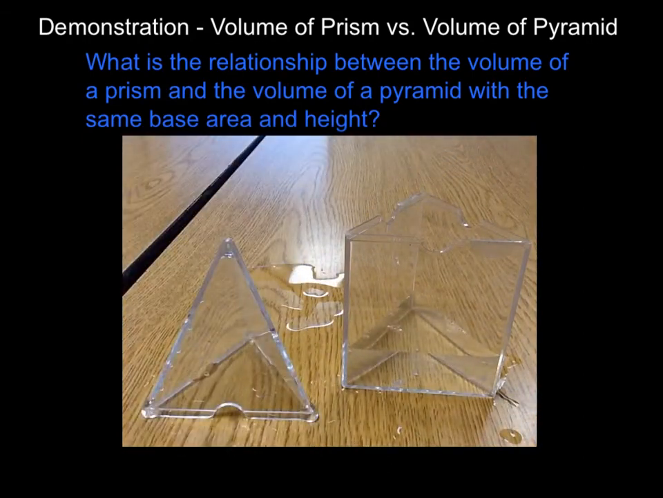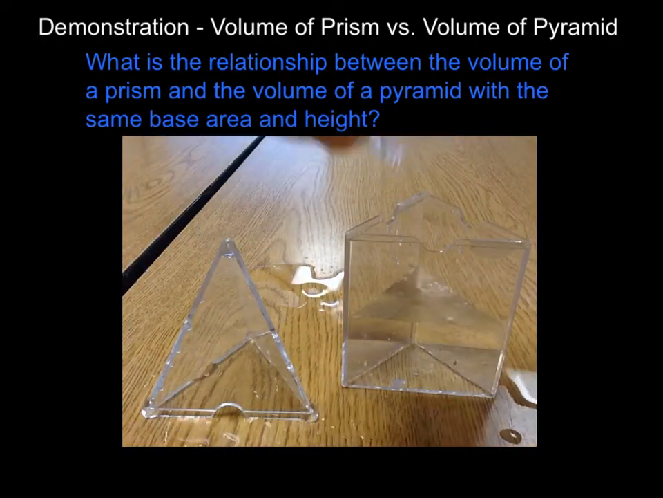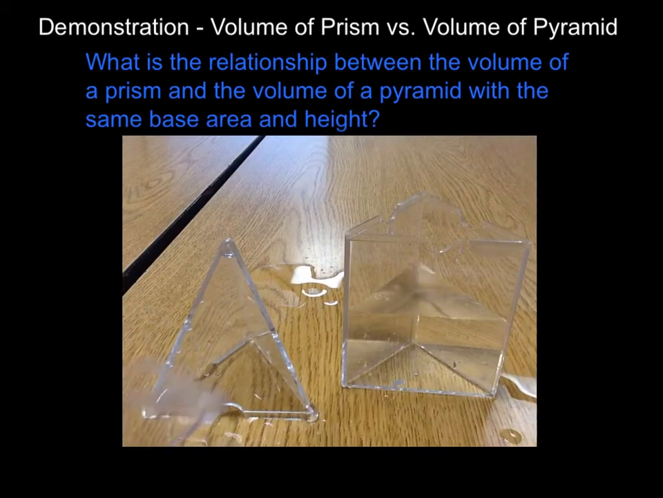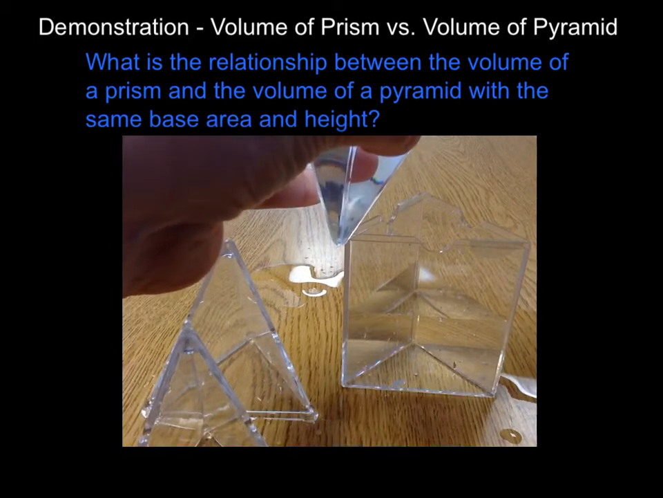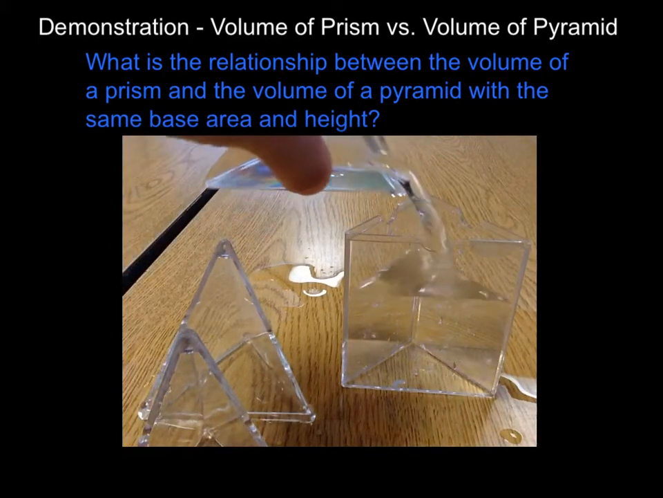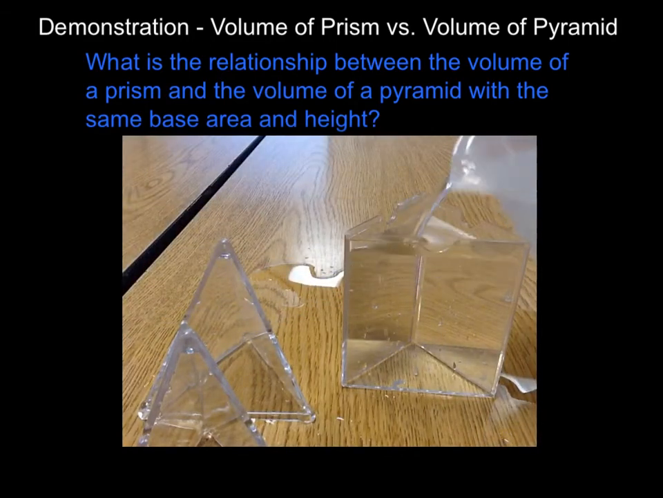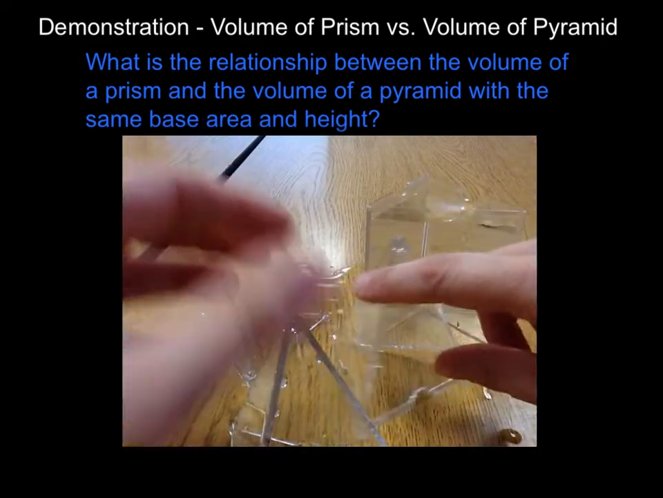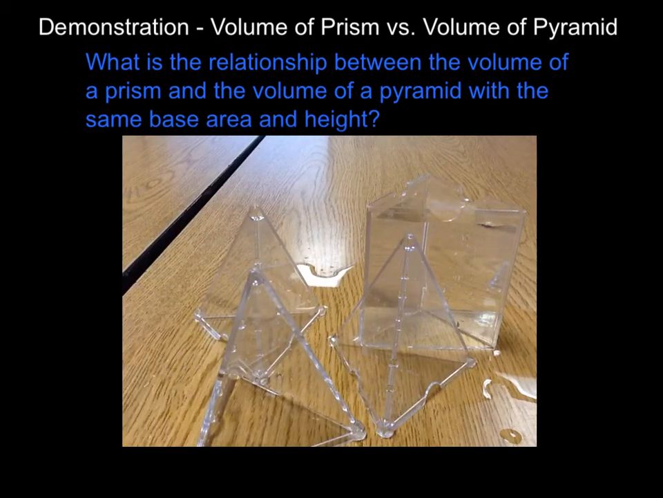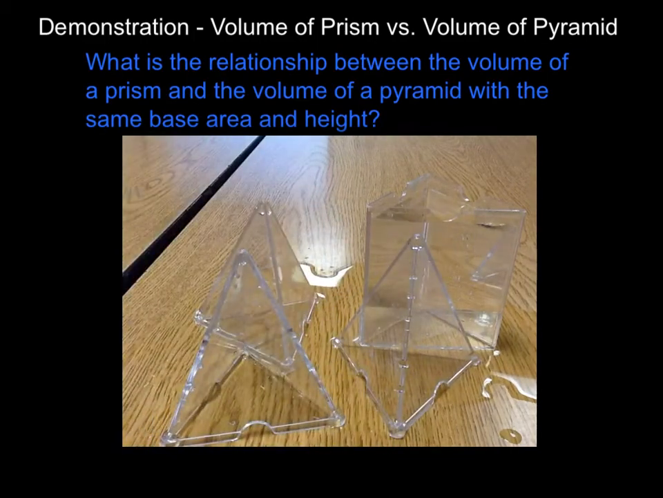There's one. There's 2. Oops. Let me add a little more in there. I just spilled. And 3. Now again, because of this little dip, I didn't get to fill it up all the way. But if there wasn't this little dip right here, how many pyramids would it take to fill this prism? Same base area and same height. So think about what that relationship is.